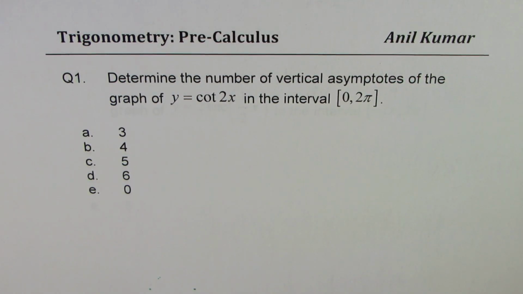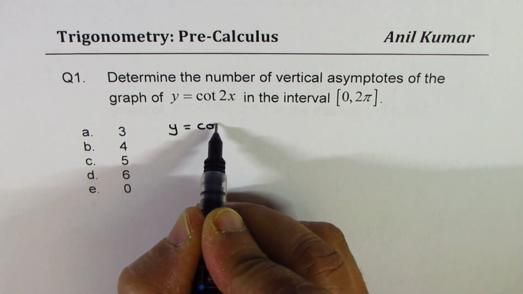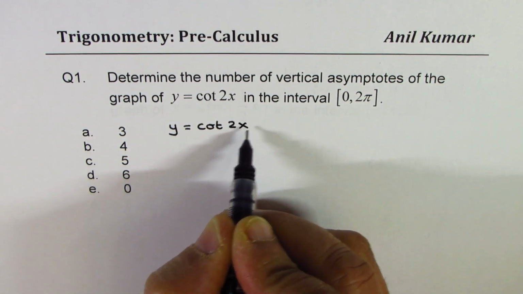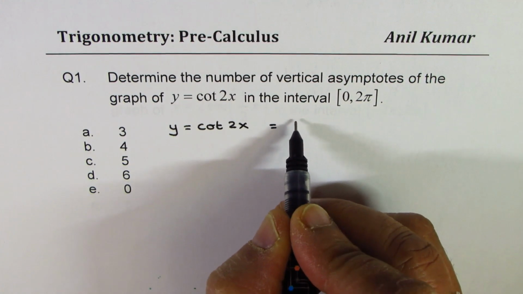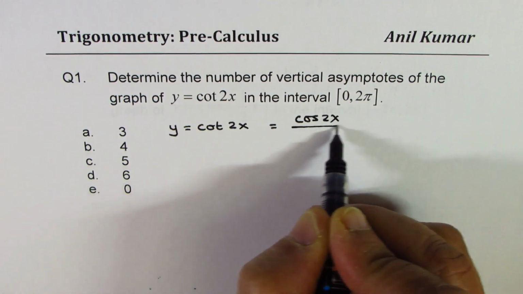Here is the solution for question number 1. Determine the number of vertical asymptotes of the graph of y equals cot 2x. Now cot 2x could be written as cos 2x over sin 2x.